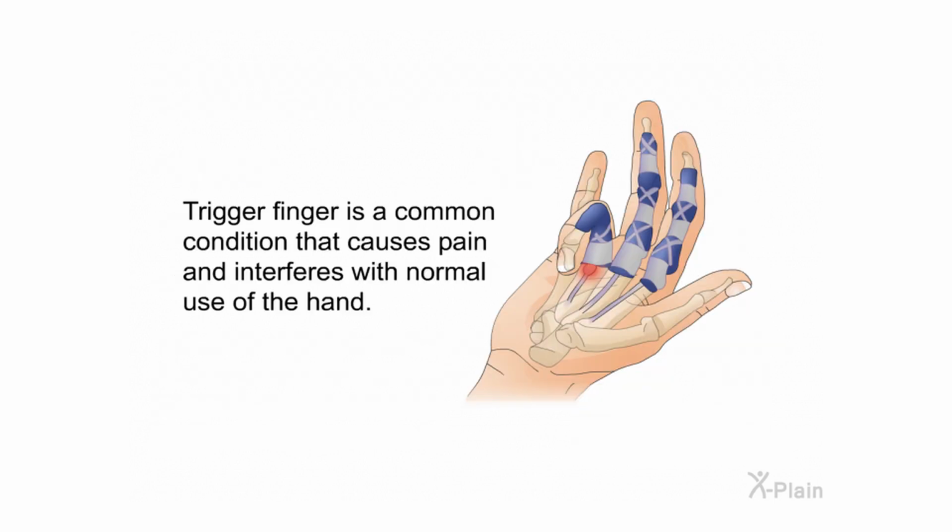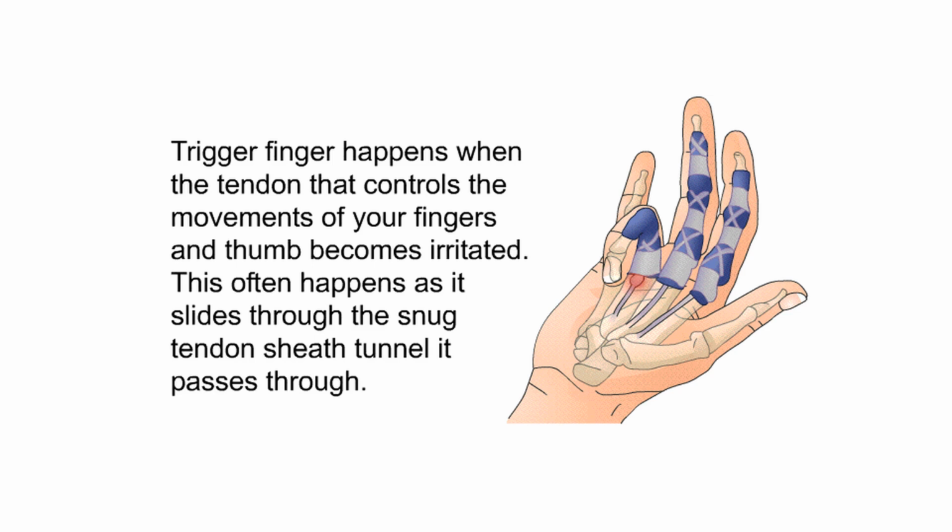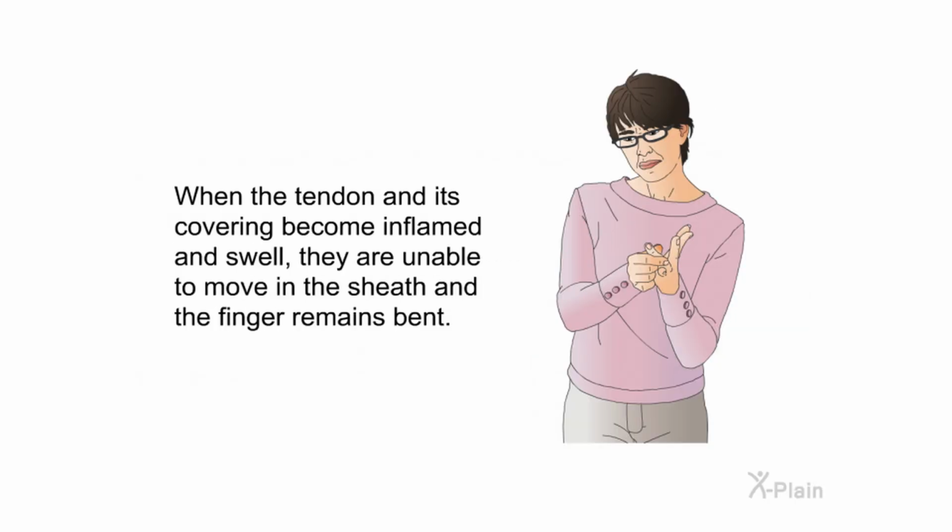Trigger finger is a common condition that causes pain and interferes with normal use of the hand. Trigger finger happens when the tendon that controls the movements of your fingers and thumb becomes irritated. This often happens as it slides through the snug tendon sheath tunnel it passes through. When the tendon and its covering become inflamed and swell, they are unable to move in the sheath and the finger remains bent.